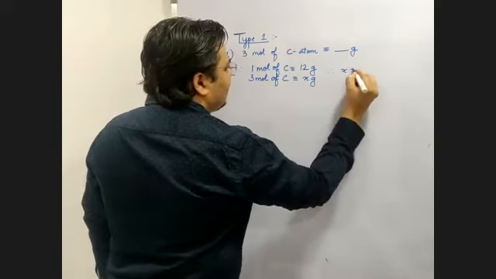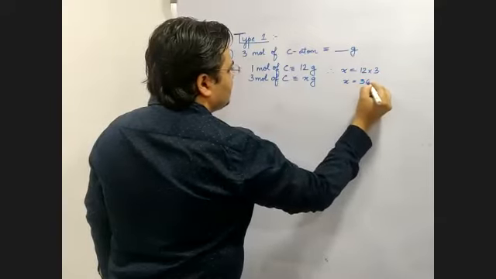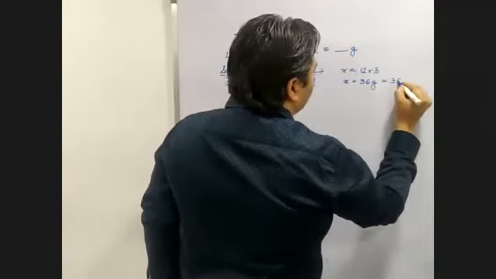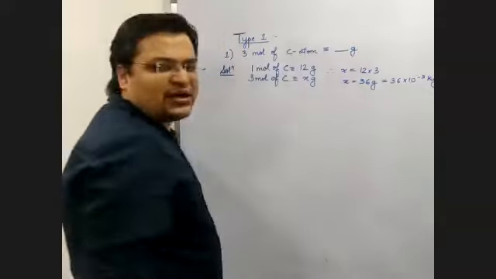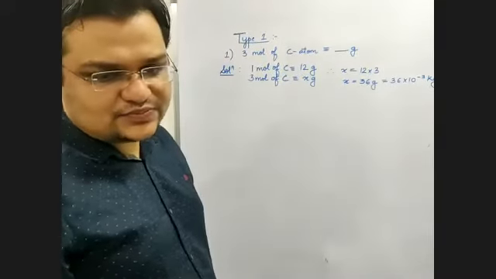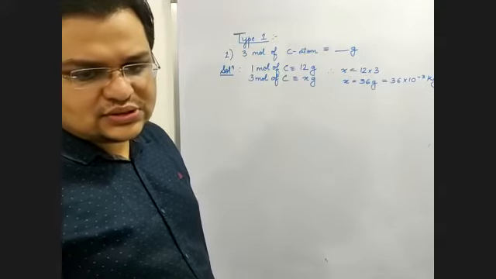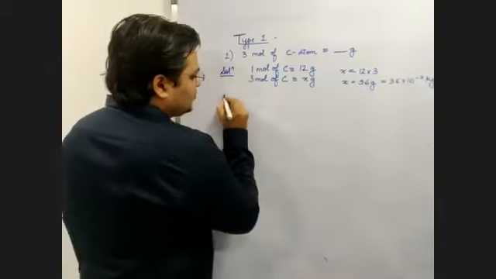Therefore, x is equal to 12 into 3, 36 grams, which is also equal to 36 into 10 raised to minus 3 kgs, if they ask you in kgs. Is this clear? Guys, is this clear? Next question.